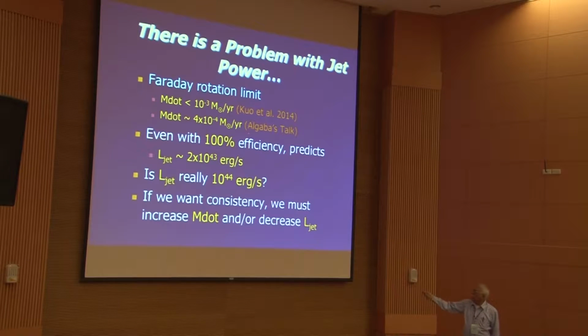Now, if you take this m dot and you say that I've got 100% efficiency to make a jet, I'll still get only 2 times 10 to the 43 ergs per second. Okay? This is full m dot c squared with this m dot. If you really think the jet is at 10 to the 44 ergs per second, this is getting uncomfortably close. I won't say it rules it out or anything, but it's saying something. It's saying that the jet is probably not more than this. If at all, it's a little less. Maybe the m dot is a little closer to Kuo's limit than Algaba's measurement, or maybe these measurements do make some assumptions about the geometry of the field and orientation, etc. Maybe you can do something there.